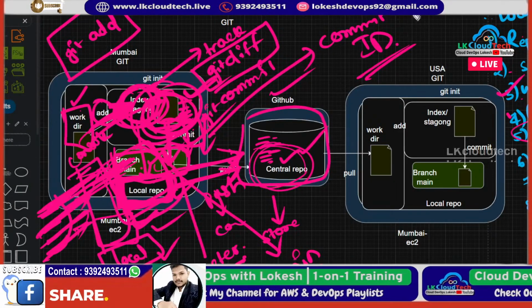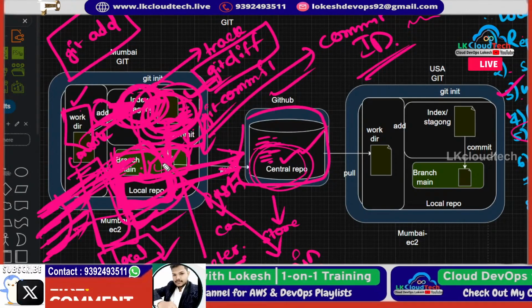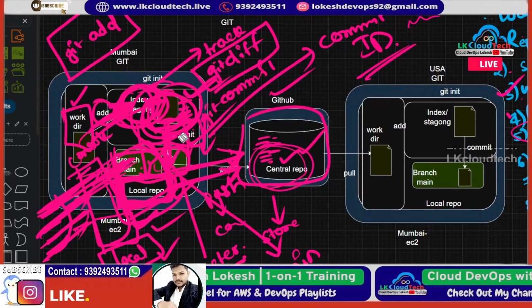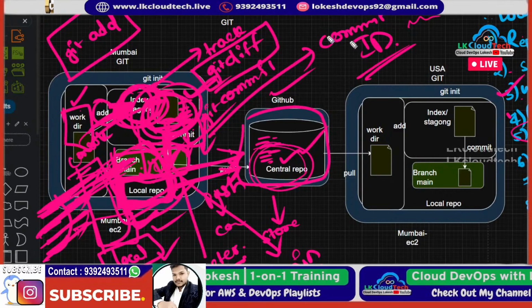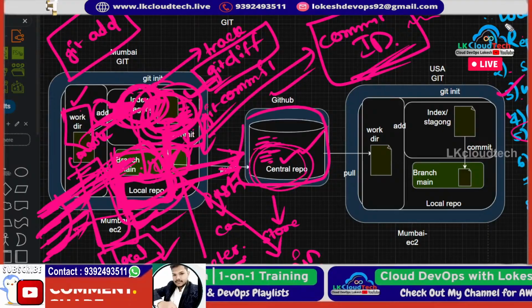ID means there is a new alphanumerical number. Whenever you do a commit, automatically one commit ID will be generated. That's it. Nothing else. Okay.